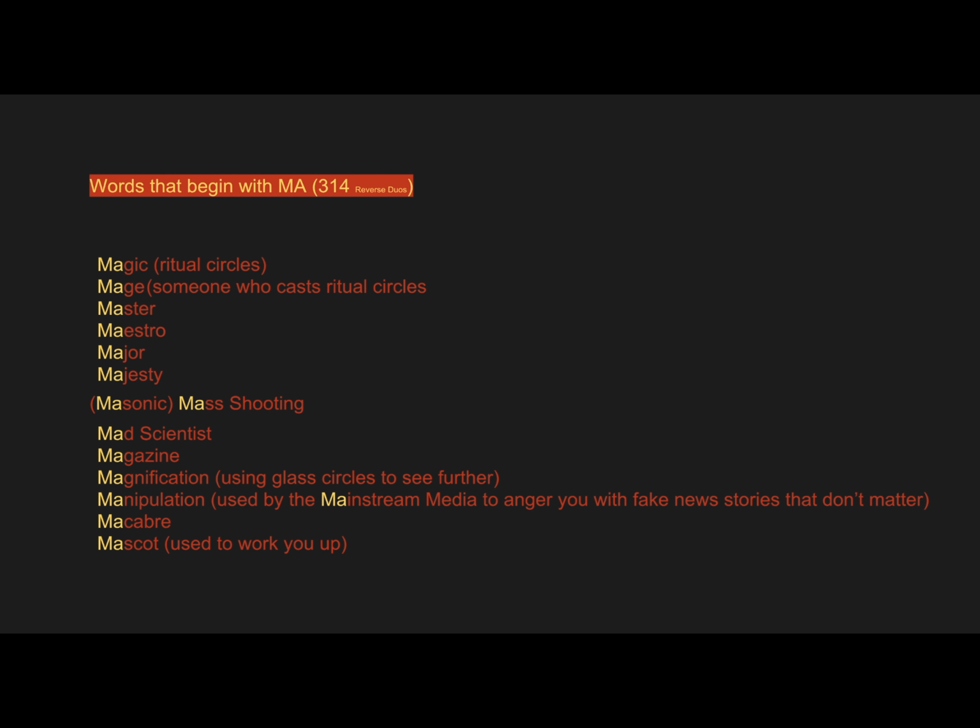Magnification uses MA, which is using glass circles to see further. Manipulation, which is used by the mainstream media to anger you with fake news stories that don't matter. Macabre, mascot, which, like the mainstream media, is used to work you up. So a really important use of MA 314 is the MAGA cult.